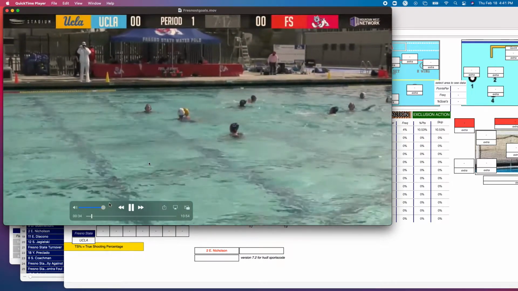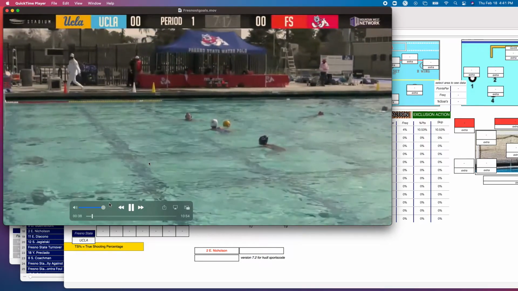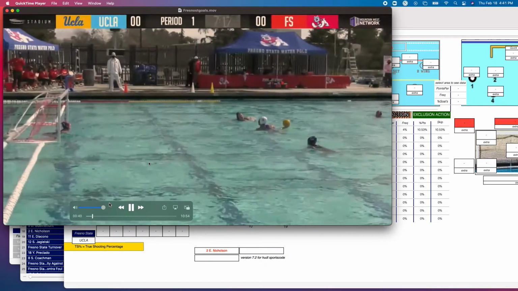So the glitchiness is part of my recording system, which I've got to get the settings dialed in right, especially with the higher quality video that came in.